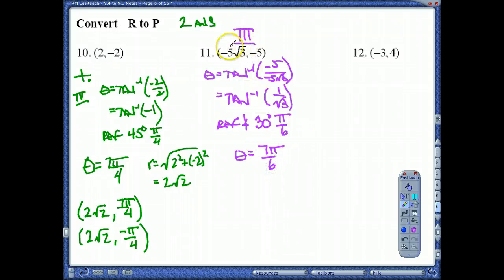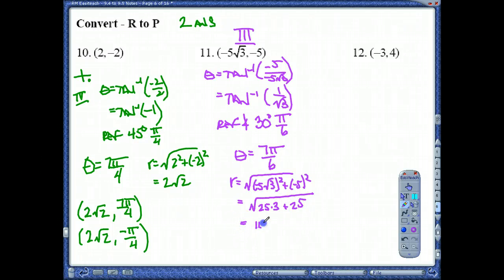So that's why it's really important for you to know what quadrant your point is, because you don't want to accidentally put down the wrong angle, because then your other representation's not going to be right, and it is not going to get any better. So negative 5 square root of 3 squared plus negative 5 squared. If you don't get to use your calculator, let's practice squaring together. So negative 5 squared is 25. Square root of 3 squared is 3. Negative 5 squared is 25. So I've got 25 times 3 plus 25, that's 100. Square root of 100 is 10.